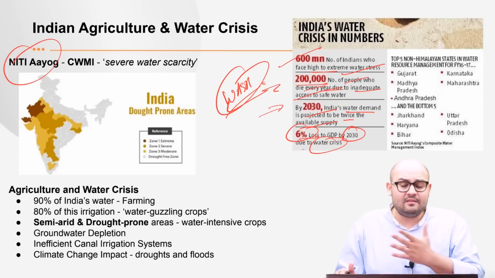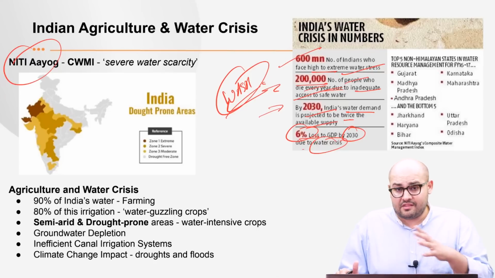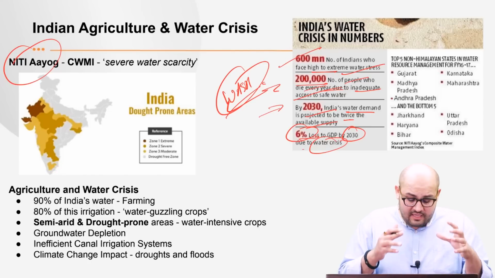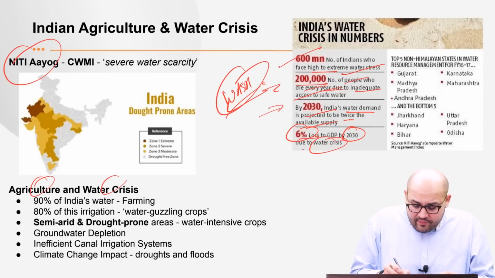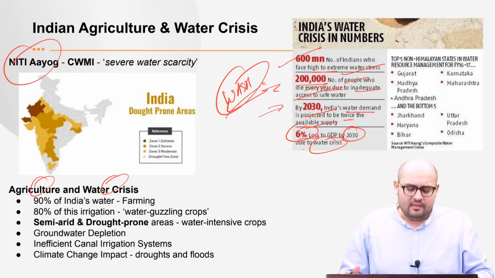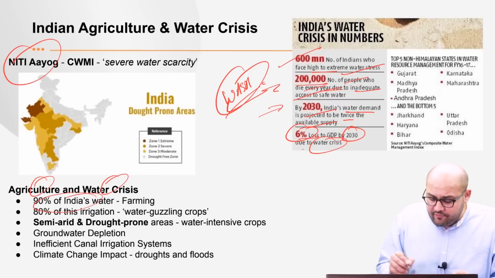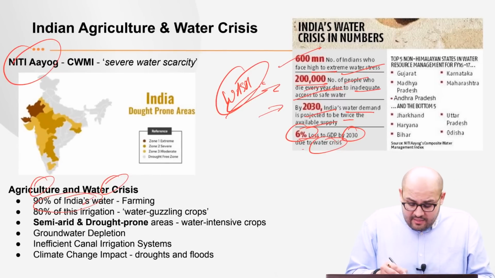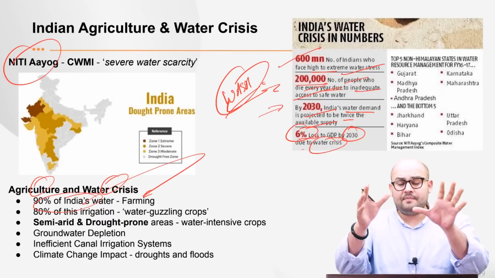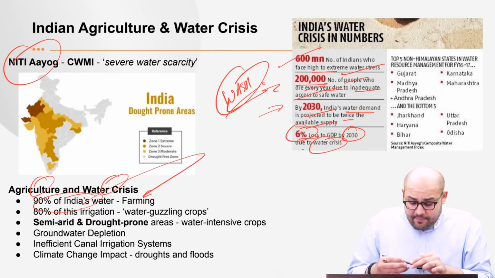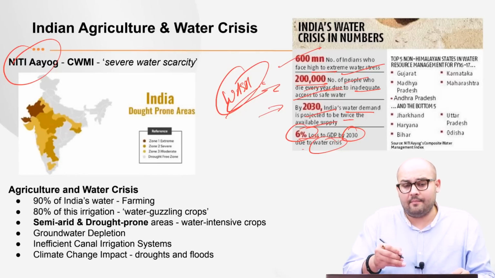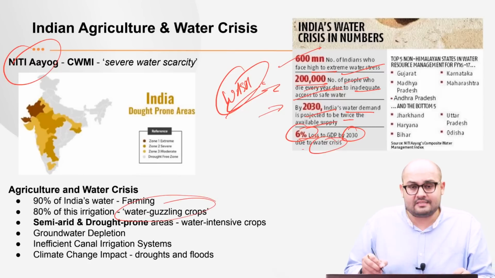So it is primarily the western and the central parts of the country which are drought prone. Now, if we talk about the linkage of agriculture and the water crisis, the picture is that almost 90% of India's water is being used in farming. Just imagine, 90% of the water is used in farming, and 80% of this water is used for water-guzzling crops.